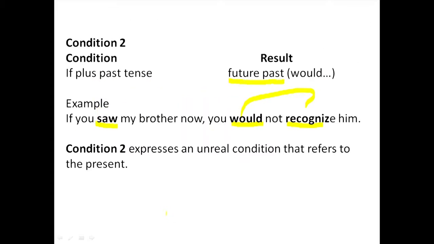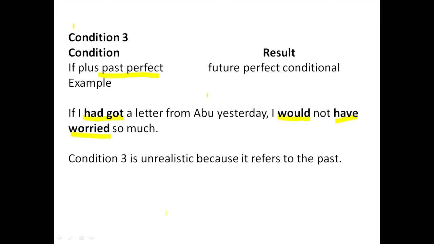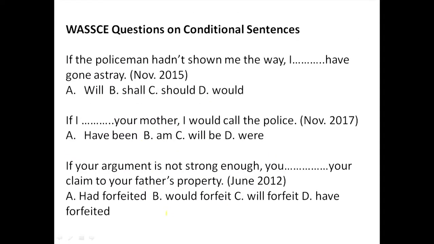For condition 2, we have what? Past tense. Under the result, we have future past. That's it. For condition 3, we have what? We have past perfect. Past perfect for the condition aspect, the if aspect. And we have the future perfect conditional for the result or consequent clause. Let that be in your mind. Very essential. So let's now go to past questions.